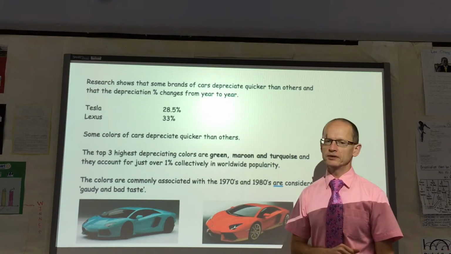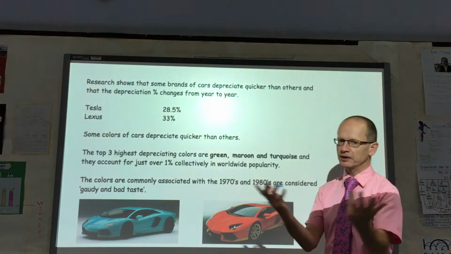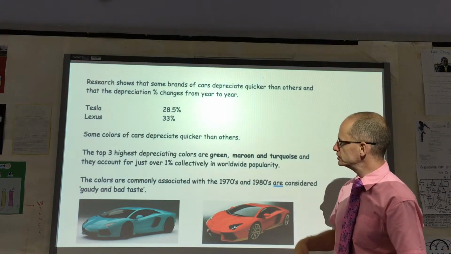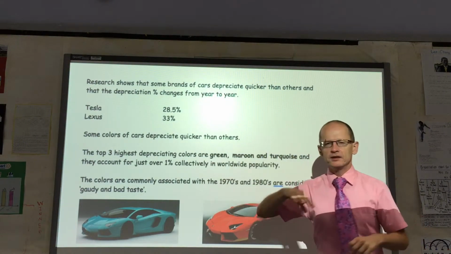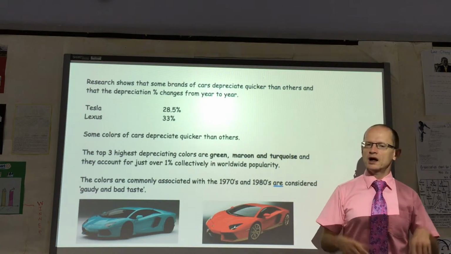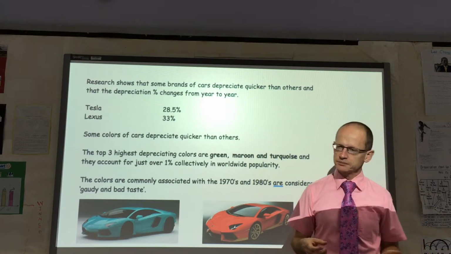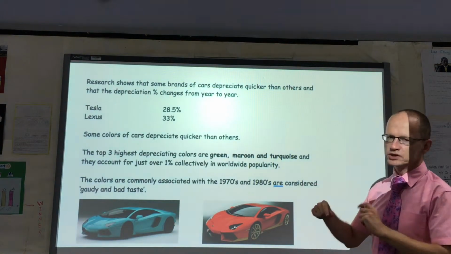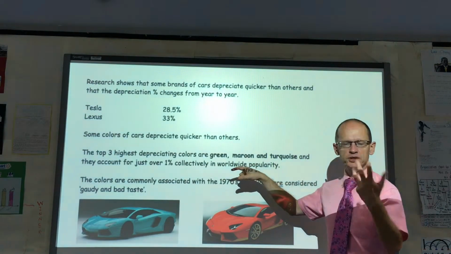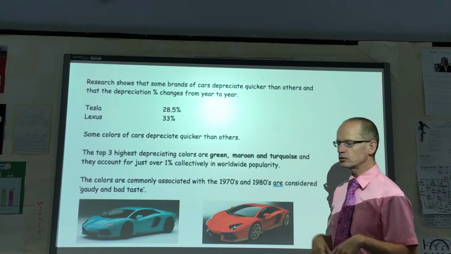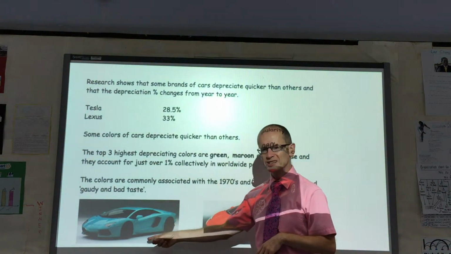Now, I haven't put that on there, but you can investigate it just by going to Google and typing in car depreciation. Also, something as silly as the car colour affects the depreciation level. For example, the three worst colours for car depreciation are green, maroon and turquoise. This is a turquoise Lamborghini.